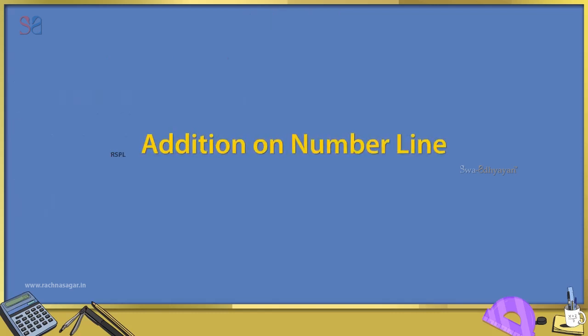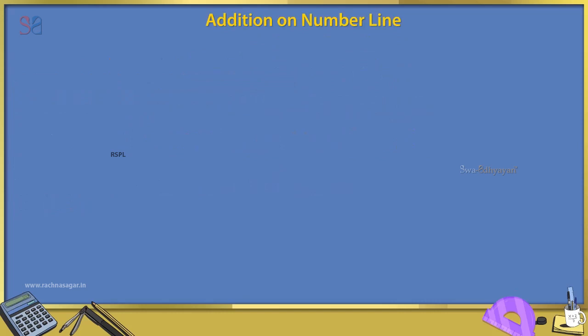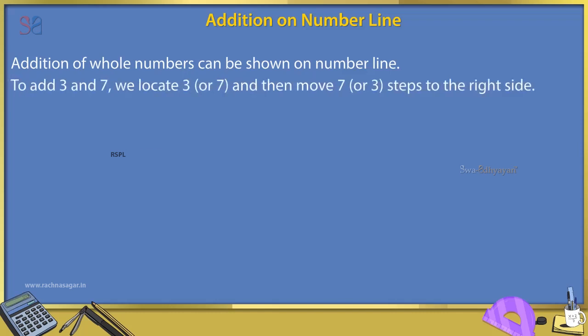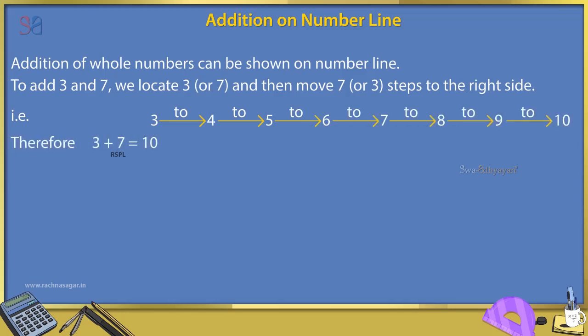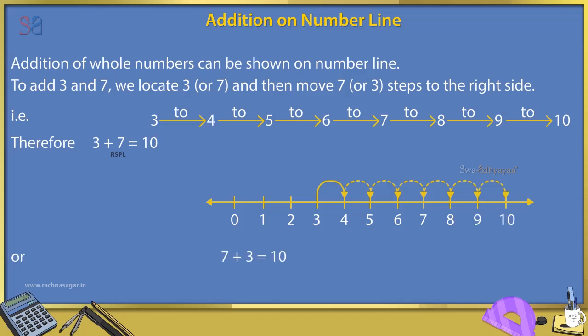Addition on number line. Addition of whole numbers can be shown on the number line. To add 3 and 7, we locate 3 or 7 and then move 7 or 3 steps to the right side. Therefore, 3 plus 7 is equal to 10. Similarly, we can represent 7 plus 3 is equal to 10 on the number line.